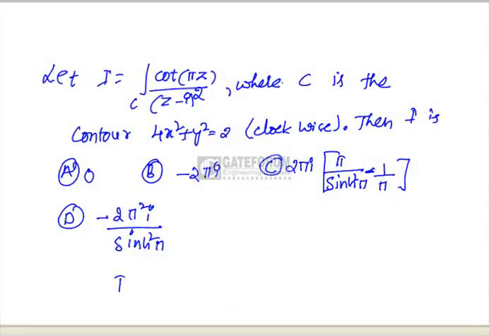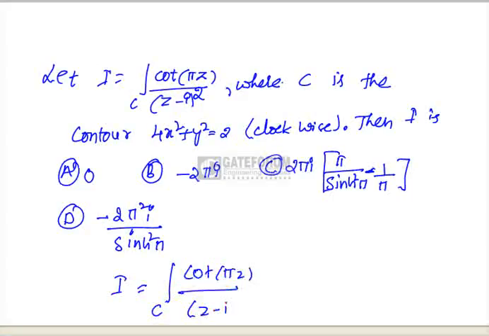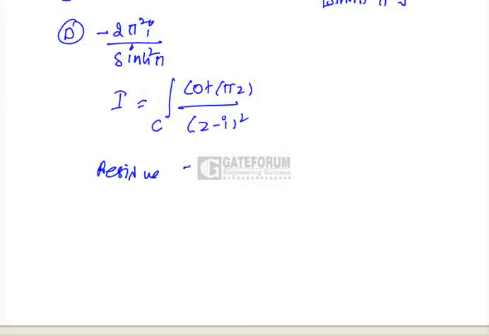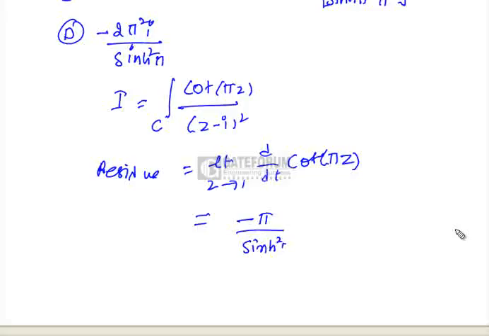Now in this problem, I is given as the integral over C of cot of pi z by z minus i whole square, where C is the contour 4x square plus y square equals 2 in clockwise direction. Then we have to find the value of I. In order to find the value of I, first we find the residue of the given function. The residue of this function will be limit z tends to 1 d by dz of cot of pi z, which equals minus pi by sinh square pi.